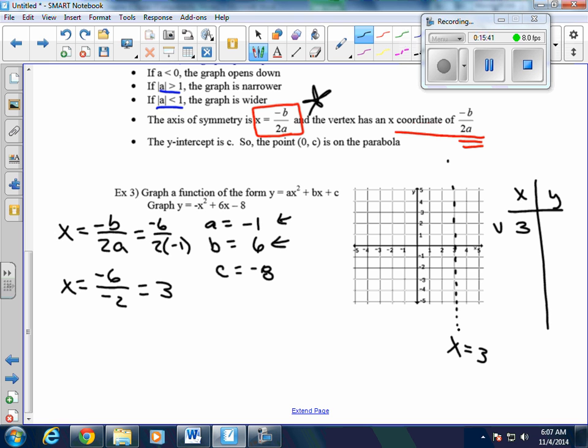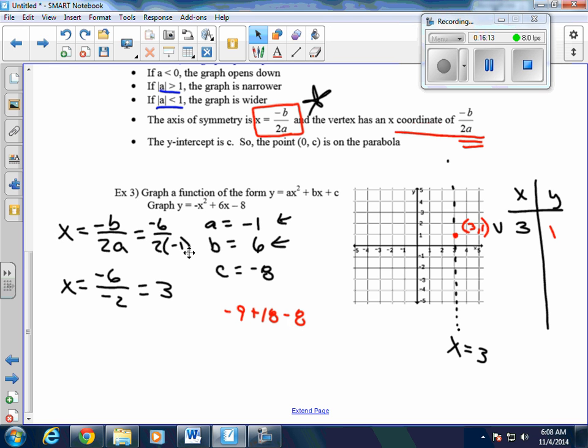So let's put in 3, see what we get. So if we put in 3, we're going to get negative 3 squared is negative 9, 6 times 3 is 18, minus 8. So we have negative 9 plus 18 minus 8, which is 1. So the vertex is going to be 3, 1. Okay, we know that this parabola is going to open down because it's negative. So I'm going to write my vertex up here above it so it's out of the way.